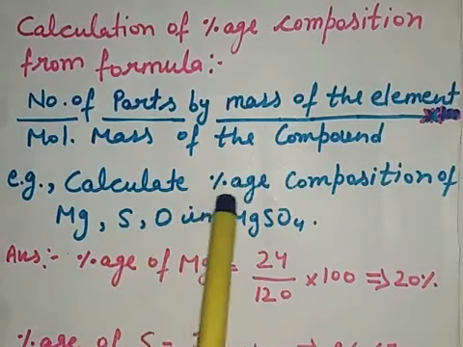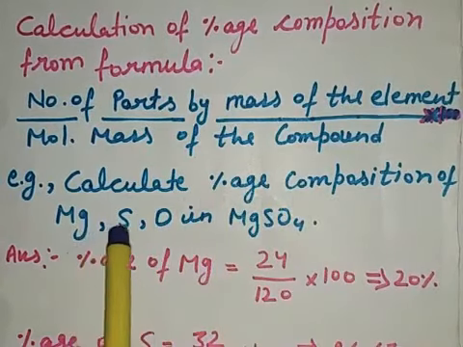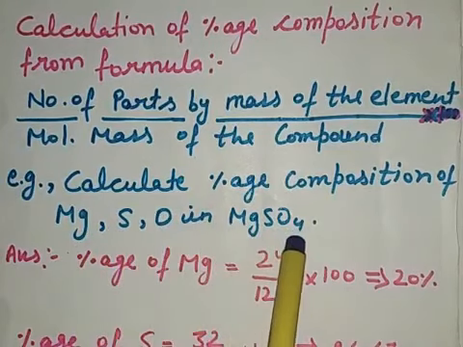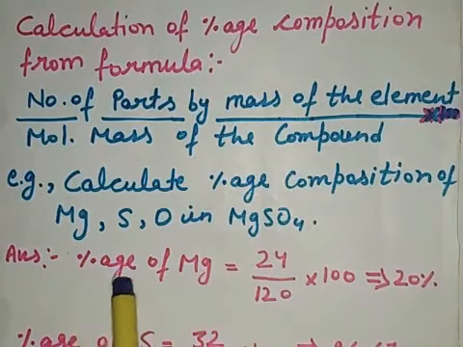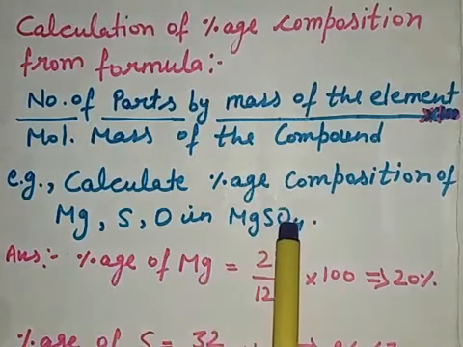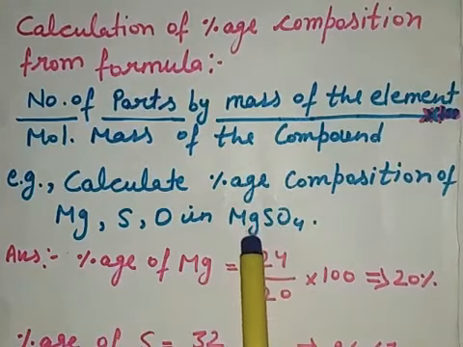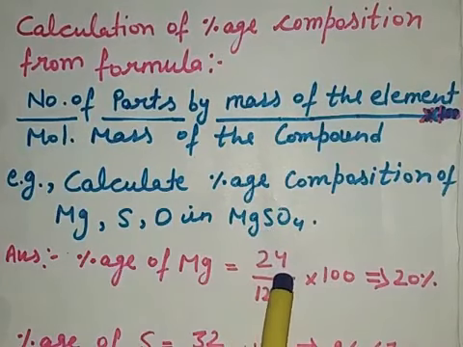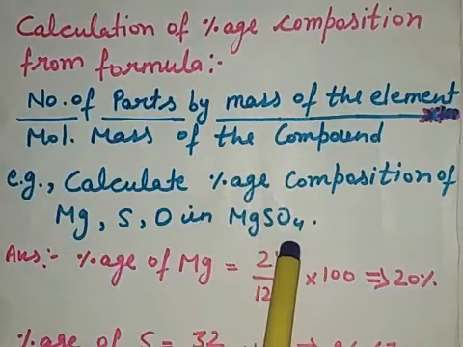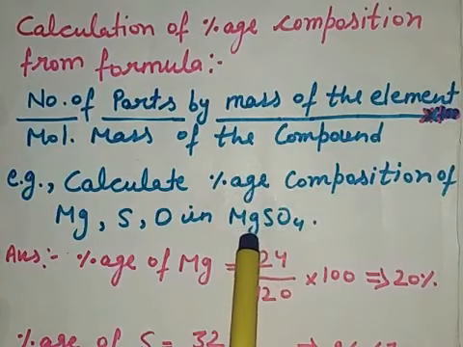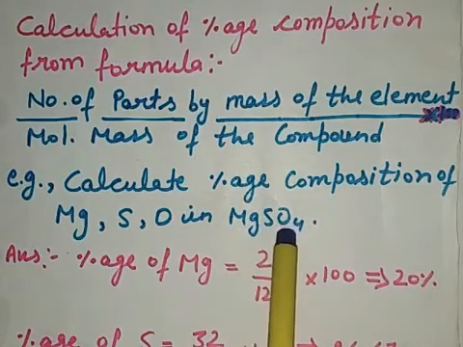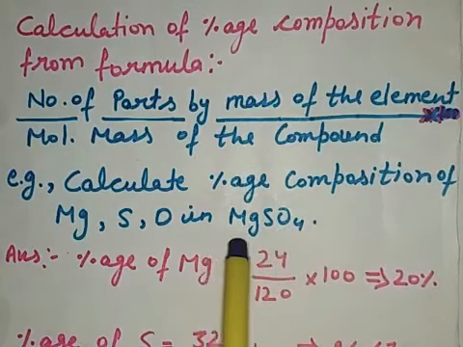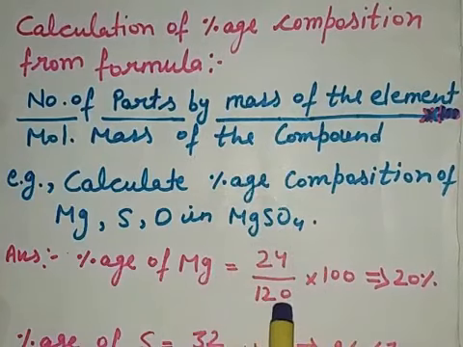Suppose we have to calculate the percentage composition of magnesium, sulfur and oxygen in magnesium sulfate. So here we can easily calculate the percentage of magnesium in magnesium sulfate. As you can see here, 1 atom of magnesium is present and the atomic mass of magnesium is 24. And we will calculate the molar mass of magnesium sulfate. You know very well how to calculate the molar mass of magnesium sulfate. When you put the atomic mass of magnesium, the atomic mass of sulfur and 4 into the atomic mass of oxygen and add them, it comes equal to 120.